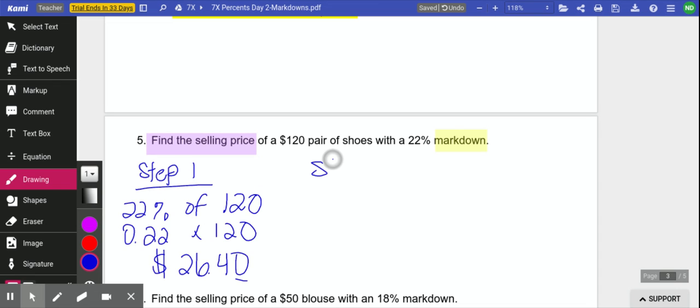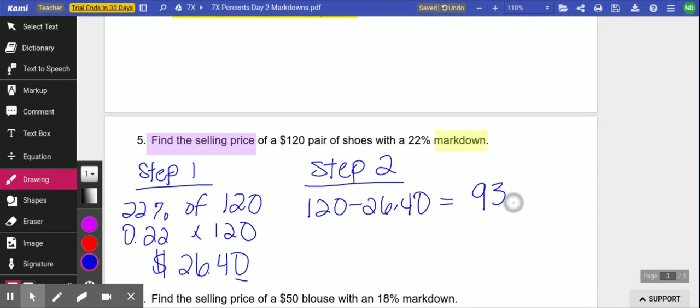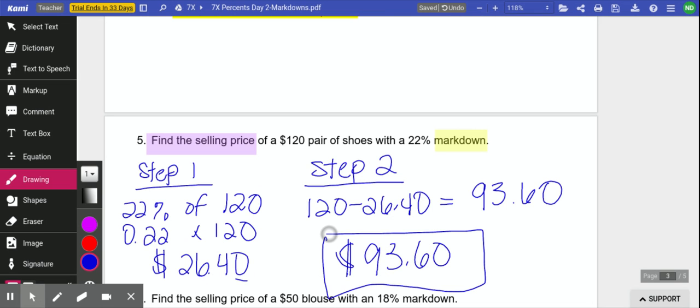Now I need to complete step 2. Step two is to find out the sale price. So we got to take the original price of the item and subtract the discount amount. And when we do that, we should get $93.60. So the sale price of these shoes is $93.60. Okay, guys, again, pause the video and try number 6 and 7, and then hit play to check your answers.